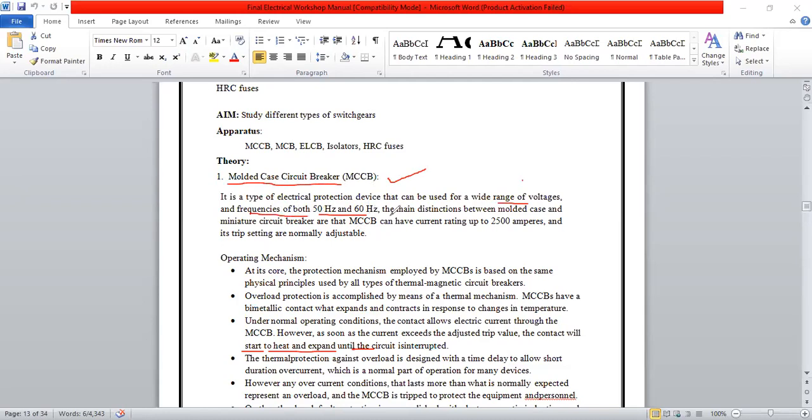Now the main distinction between the miniature circuit breaker and the molded case circuit breaker is that the MCCB can have a current rating up to 2500 ampere, and its trip settings are normally adjustable.